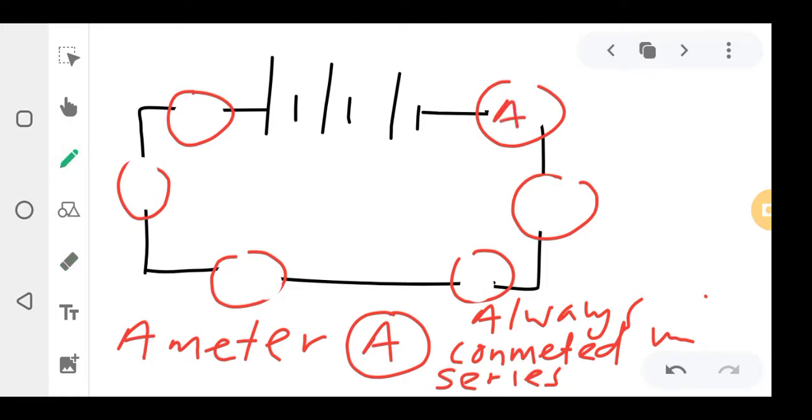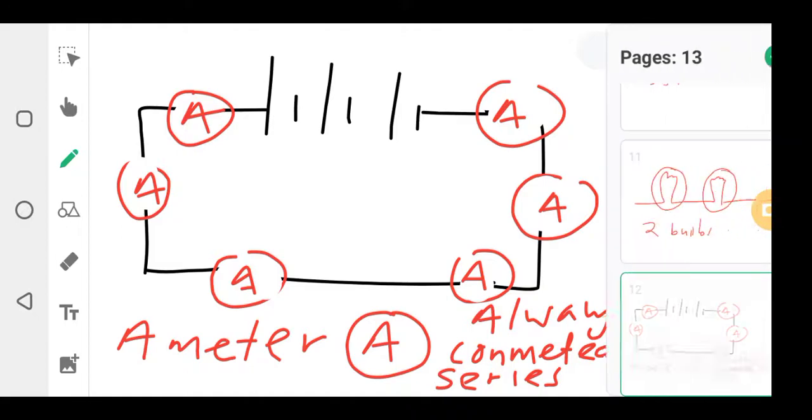You see? The ammeter can be here, here, or anywhere along that triangle. That's why it is in series. So sometimes they can bring for you a circuit like this, and then they write it like this.